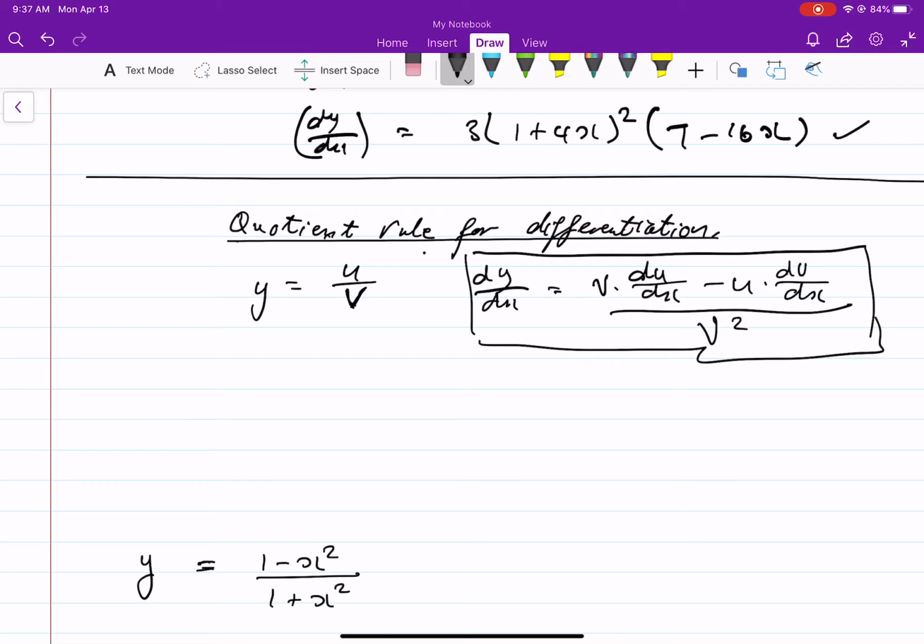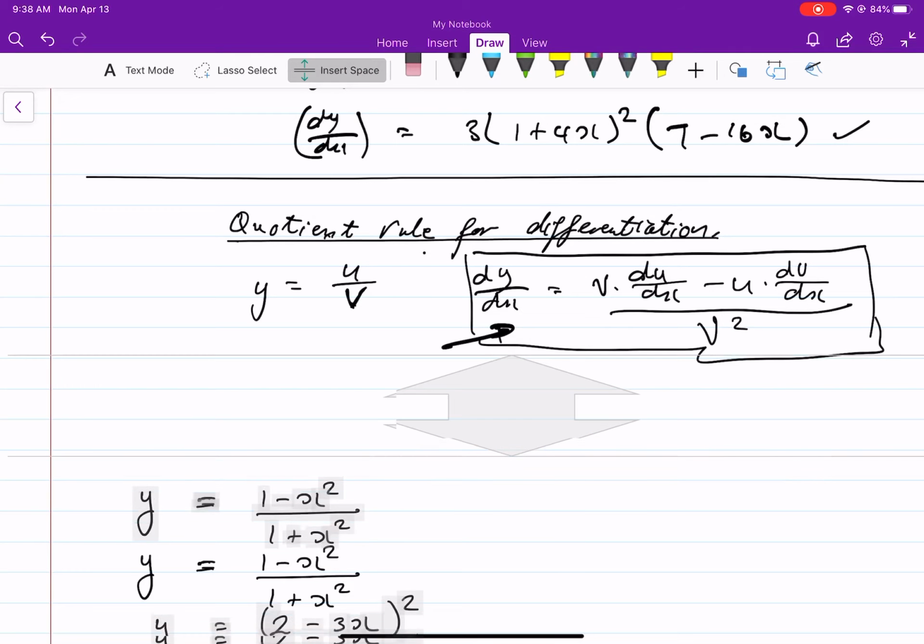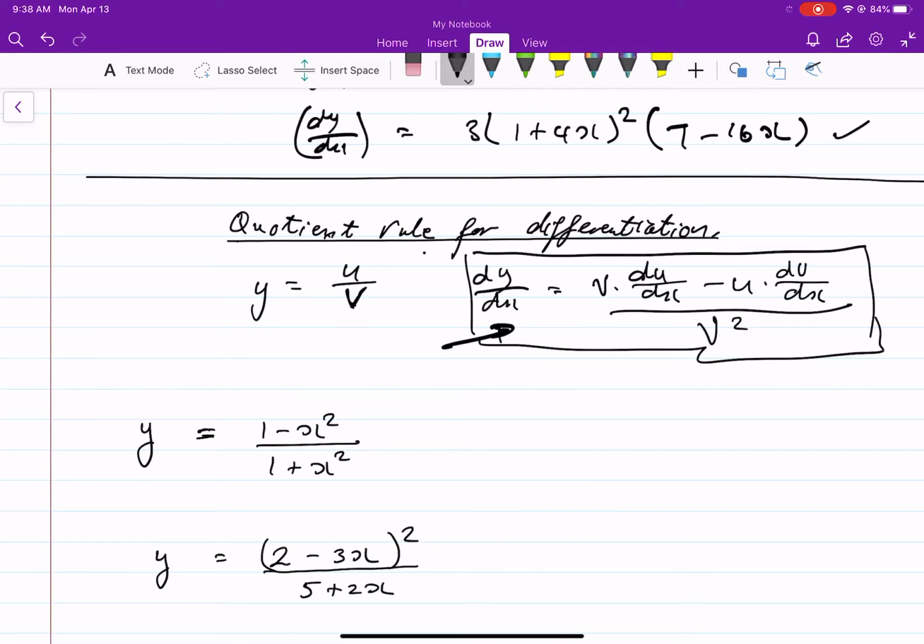Differentiation does not distribute over division, meaning you don't differentiate the numerator, differentiate the denominator, and then put the two results over each other. That's why you have that rule right there. The distributive law does not work for differentiation when you're dividing. It only works for addition and subtraction. The distributive law, that is. All right, so let's jump into our first example. Example number 1.